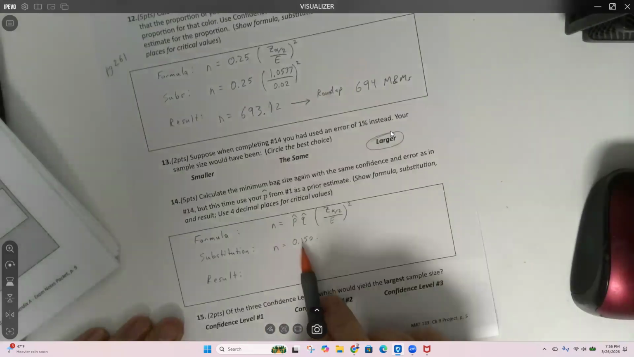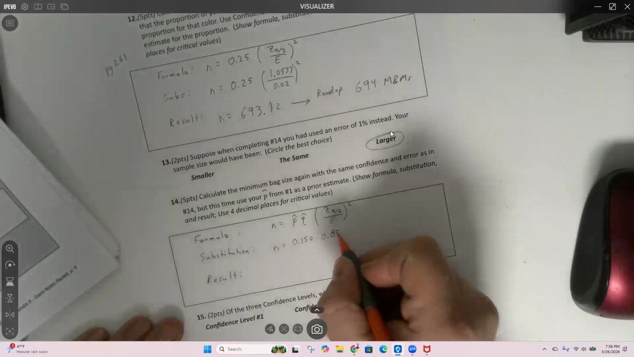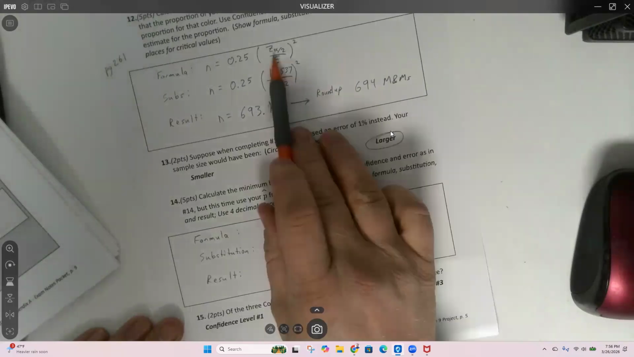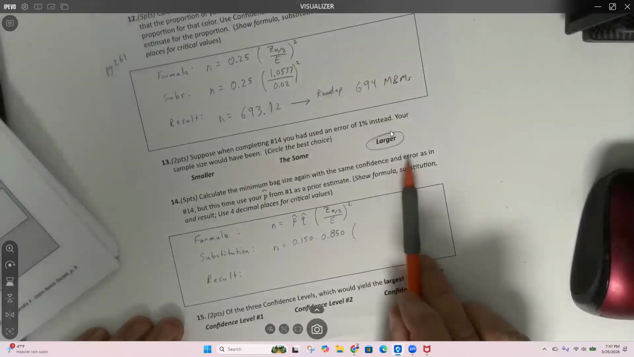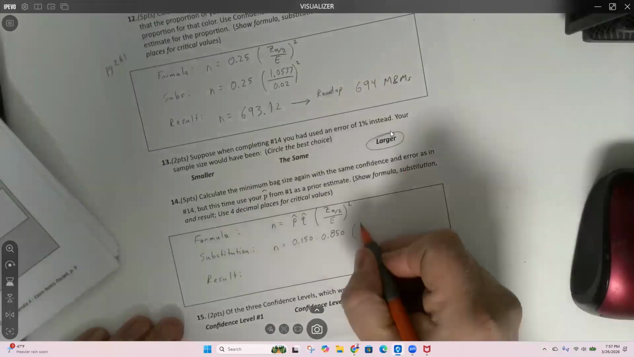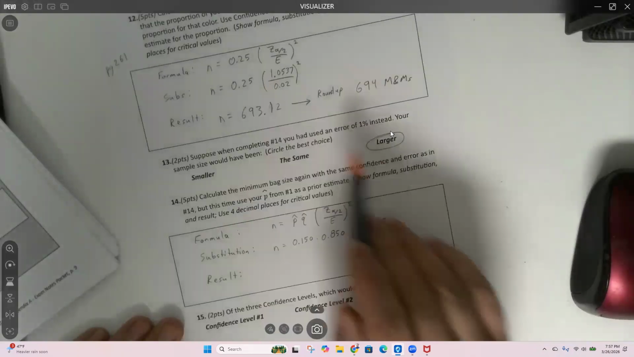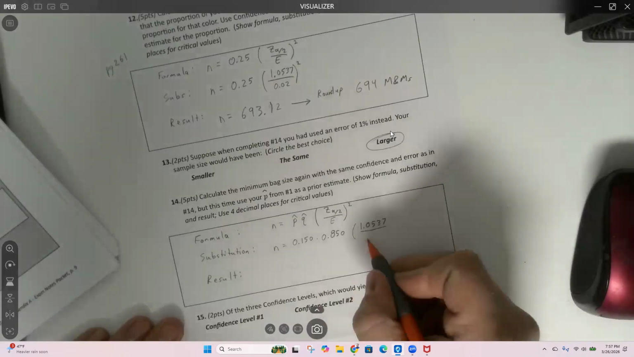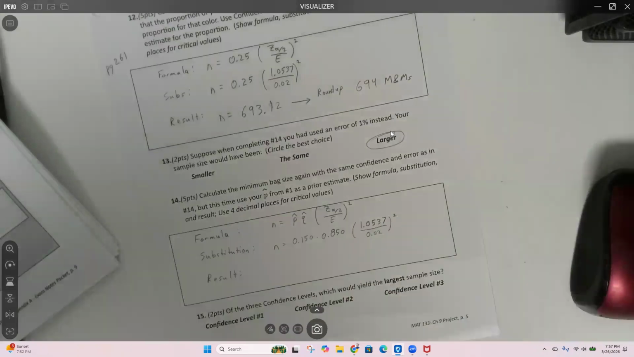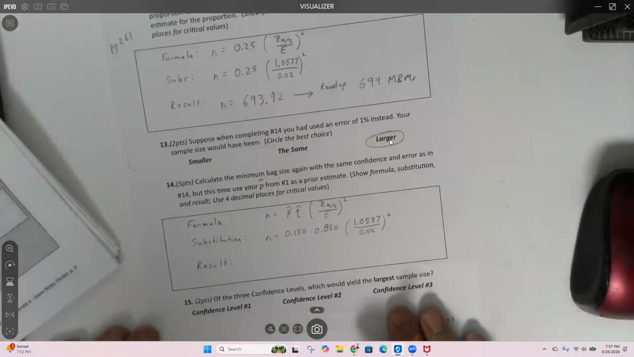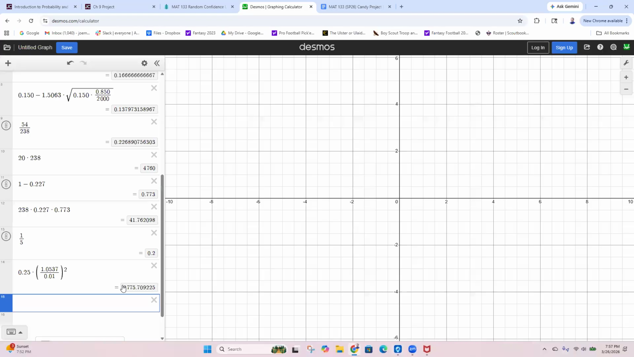My p hat for M&Ms was this. My q hat for M&Ms was this. Your z value is still the same from number 12. They want you to use the same confidence and the same error, so you don't need to change that part. My z value was 1.05. It's still 1.05. My error rate is still 0.02. Square that. Okay. So now I'm going to go back over to my calculator.